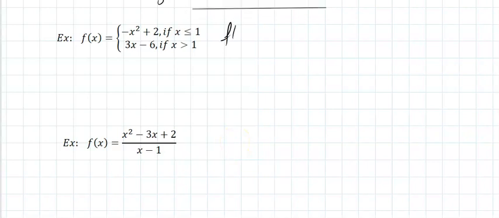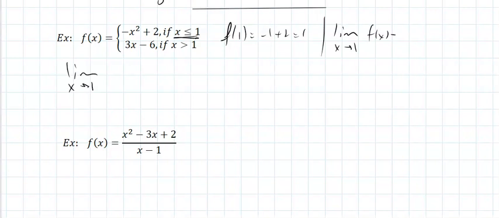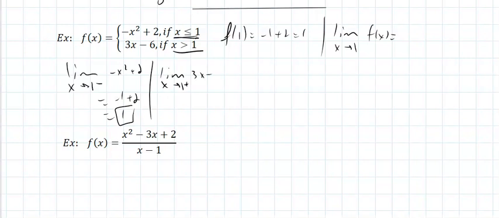First things first, does f of 1 exist? F of 1 is negative 1 plus 2, it's 1, yeah. And if I take the limit as x approaches 1 of f of x, that would be, well, let's see. Limit from the left, I must use the top equation. That would be negative 1 plus 2, which is 1. Limit from the right, I have to use the 3x minus 6. That will be 3 minus 6, which is negative 3. So automatically here we say, well, that limit does not exist.